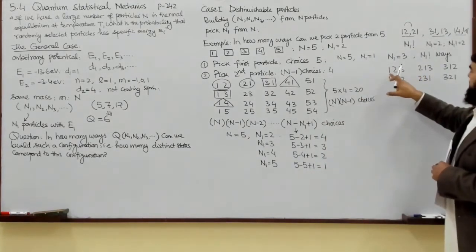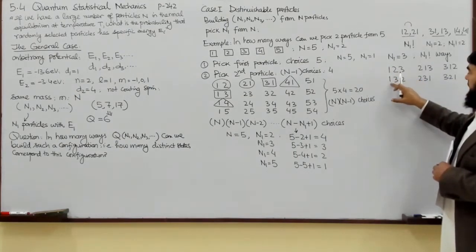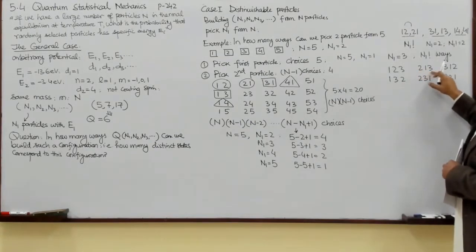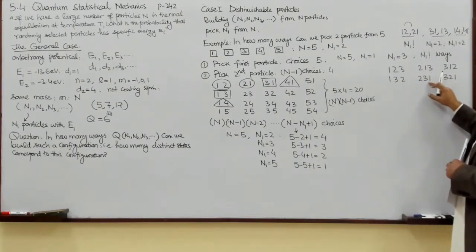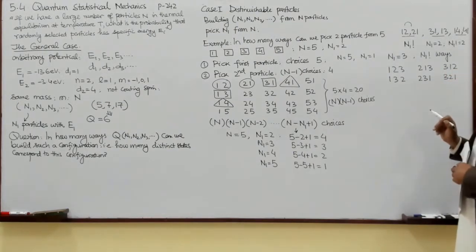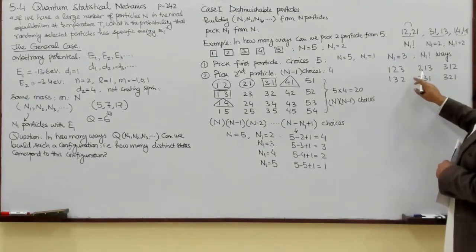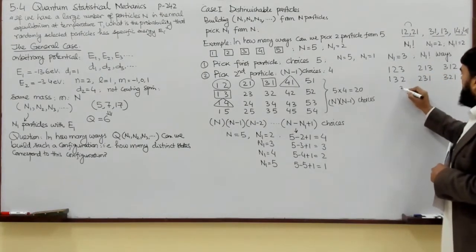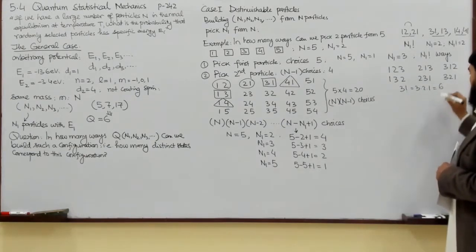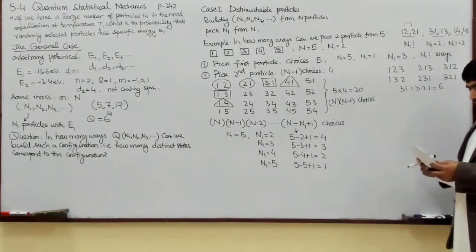Means with 1 I pick 2, 3. Then with 1 I can pick 3, 2. With 2 I can pick 1, 3, and with 2 I can pick 3, 1. Then with 3, 1, 2, and with 3, 2, 1. So these are the number of ways. How many ways? These are 6 ways. So 3 factorial is equal to 3 into 2 into 1, and the number of ways is actually 6 here.